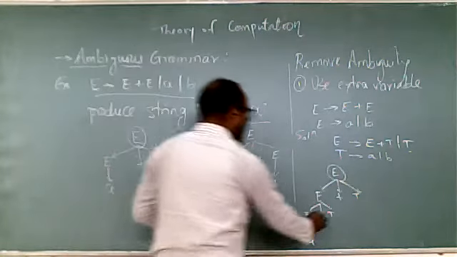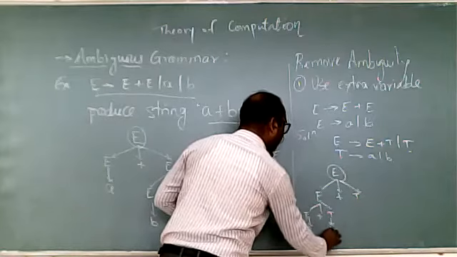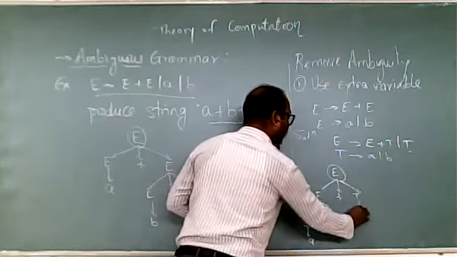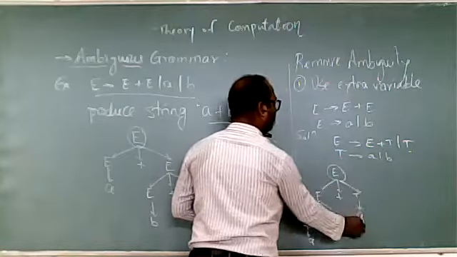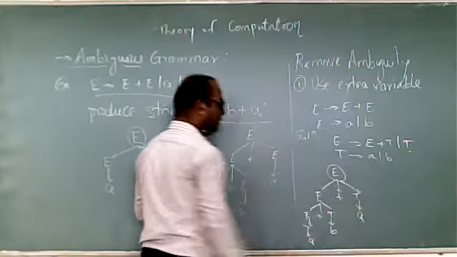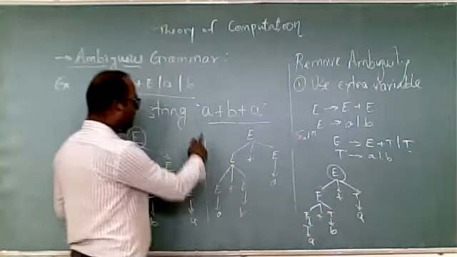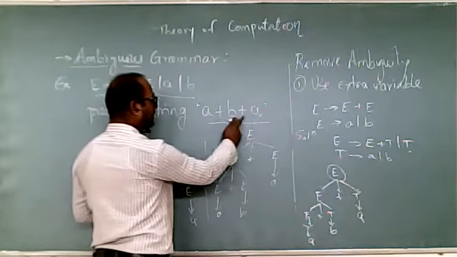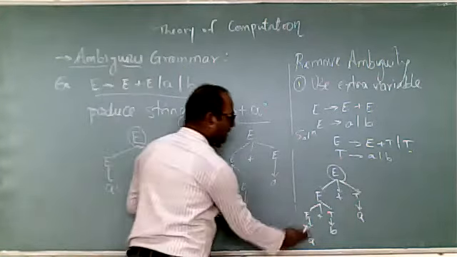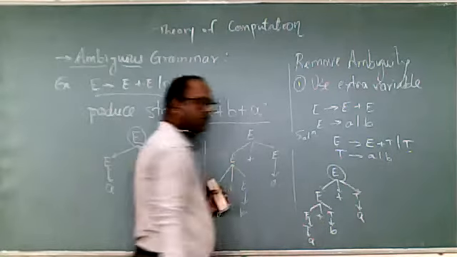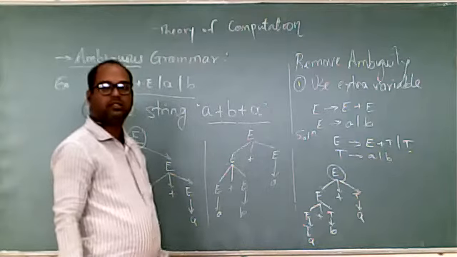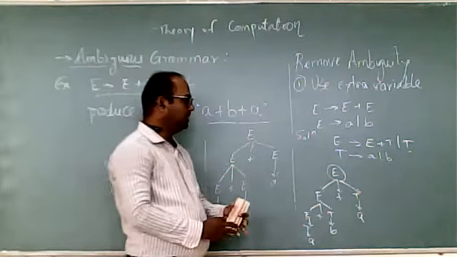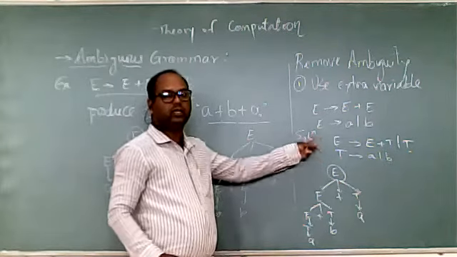This T, yes, I can replace with B. This T I can replace with A. This T I can replace with B. So yes, I am getting this string A plus B plus A. So this is the new parse tree with the help of the removed ambiguity.